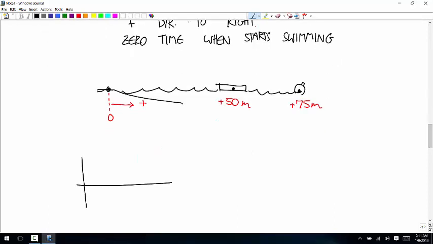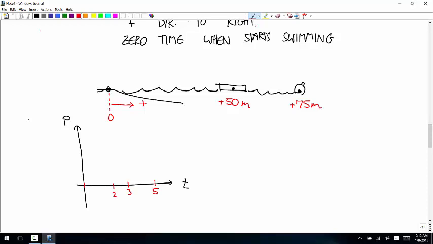Let me draw a position versus time graph. We're always going to put position on the y-axis, time on the x-axis. And when the swimmer leaves the shore, what's the time? 0. Yep. So this is where the swimmer is at location 0. What's the time when the swimmer is at location 50? Yep, 2. What's the time when the swimmer is at 75? 3. Yep.